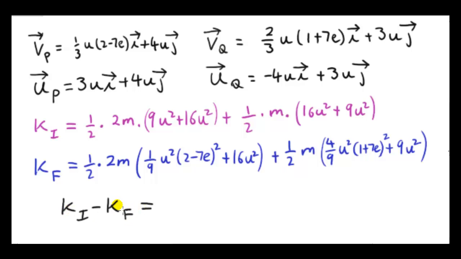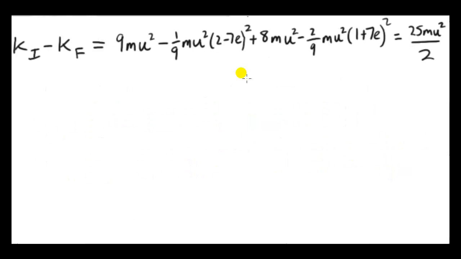So here is the loss in kinetic energy. If we take this expression on top and subtract this expression underneath, notice that the terms involving 16u squared will cancel. Okay, we have a half times 2m times 16u squared minus a half times 2m times 16u squared. And similarly over here, the terms involving 9u squared will be the same in both expressions, so they'll give 0 when we subtract them. Okay, so we know the loss of kinetic energy, and we're left with an equation in e only.